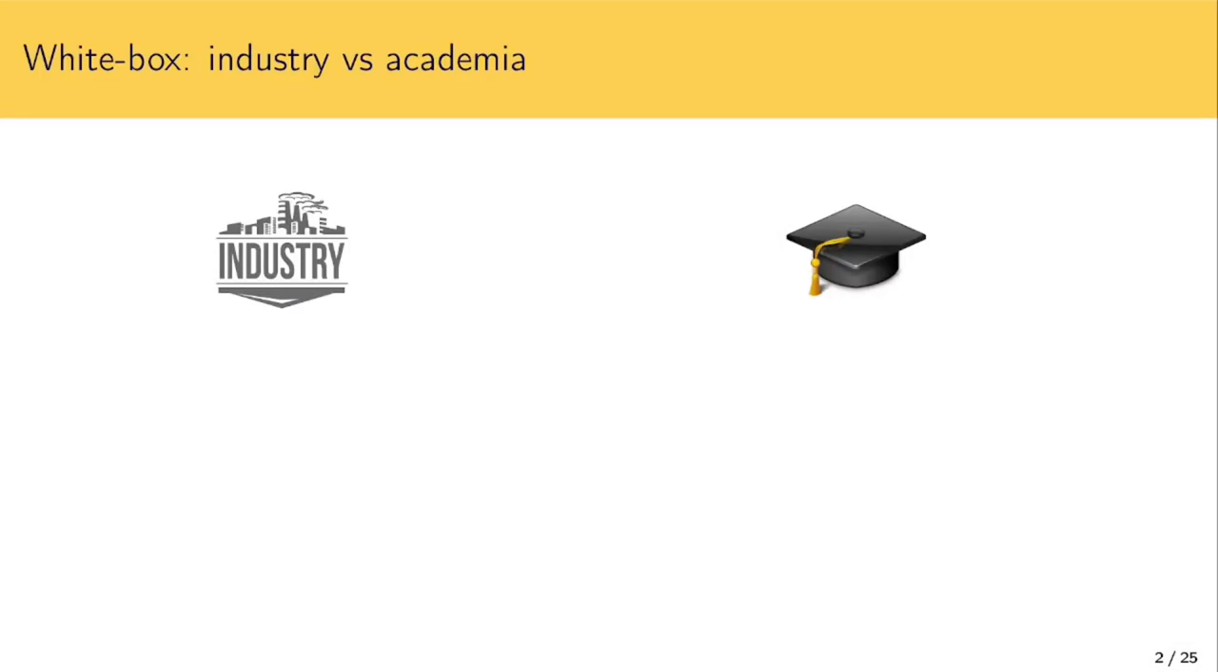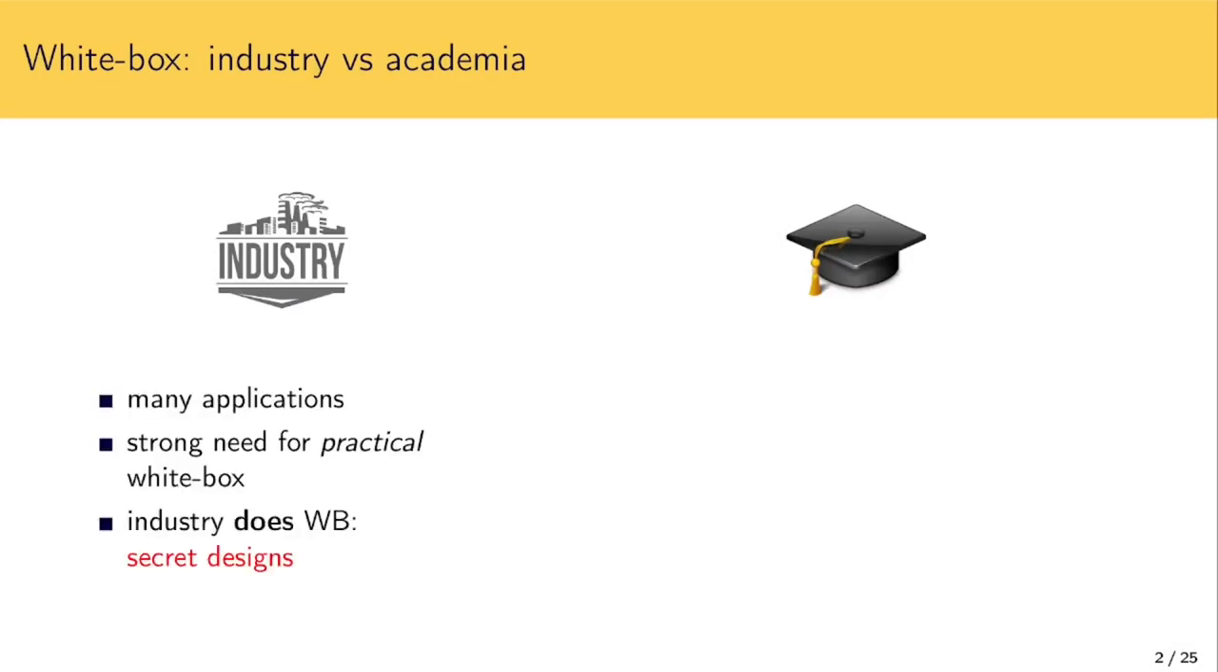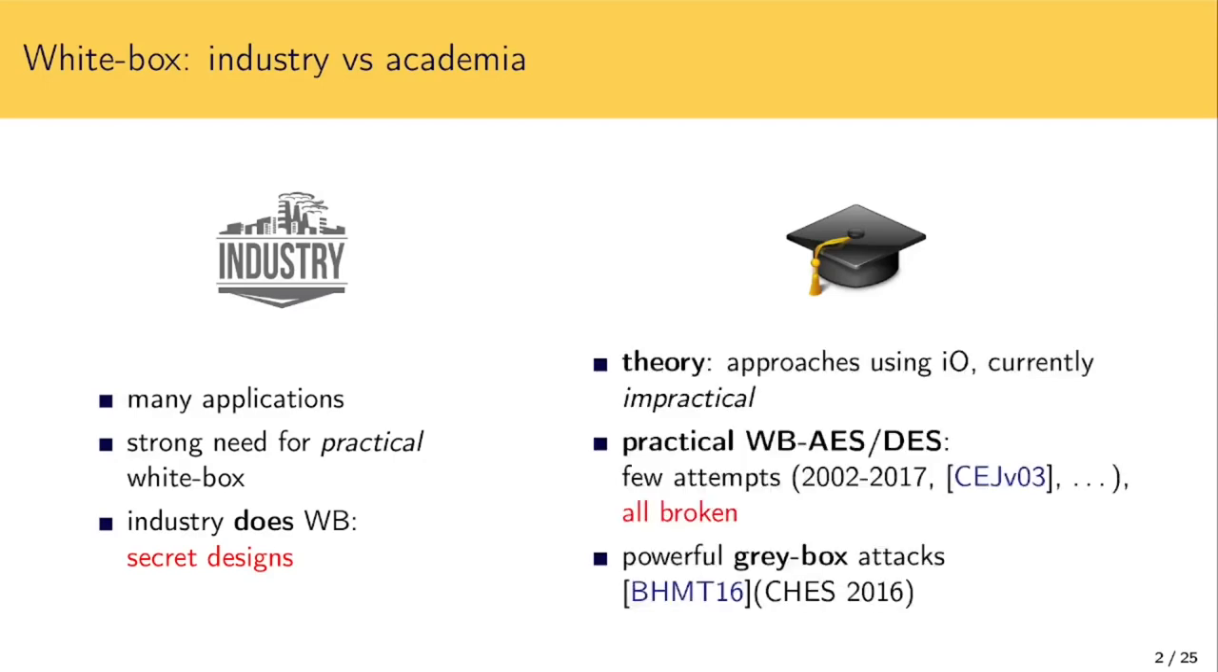There are two camps around the white box cryptography. Industry has strong need for practical white box implementations to use it in many applications such as DRM or securing mobile payments. Industry does white box but relies on secret designs. In academia, theoretical obfuscation, such as indistinguishability obfuscation, was very recently constructed on top of reasonable hardness assumptions, but it is far from being feasible to implement.